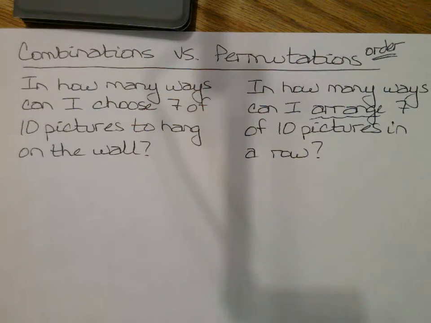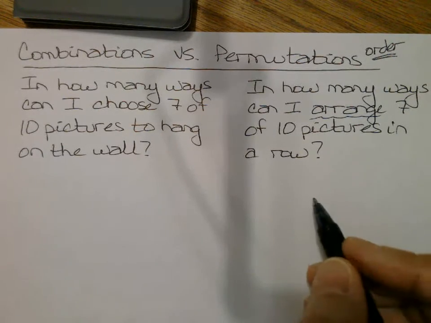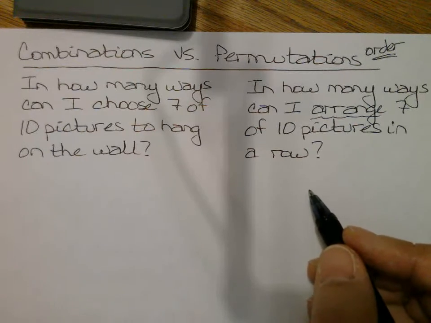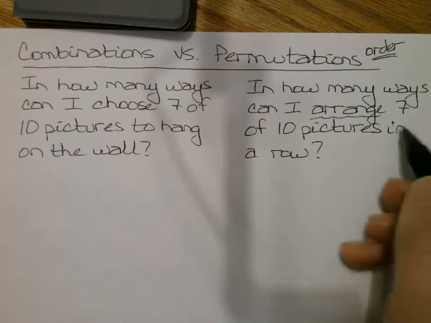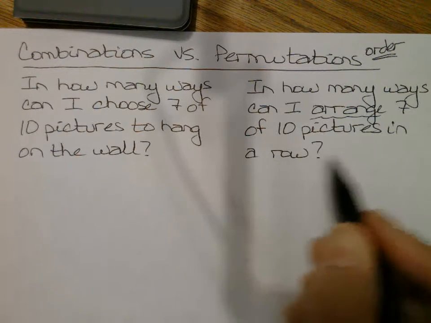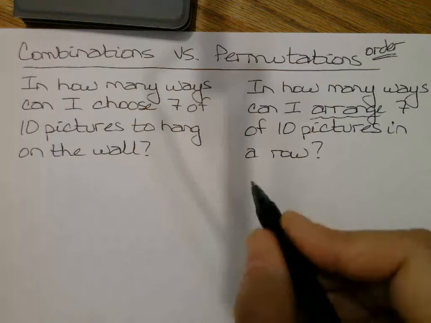7 out of 10 pictures in a row? So I have 10 pictures created by my class. I only have room to hang up 7 of them, and they're going to look different if I hang them in a different order. So order matters in this case.